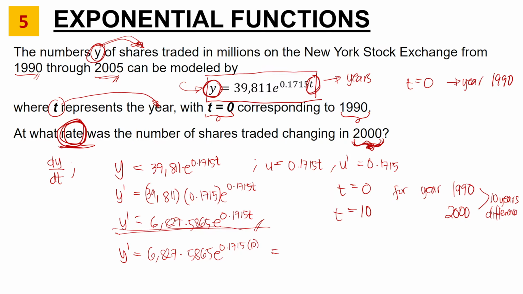And we can get that the rate of change of the number of shares traded changing in 2000 per year is 37,938.68271 shares traded in millions per year.